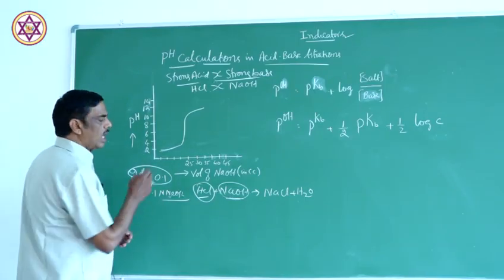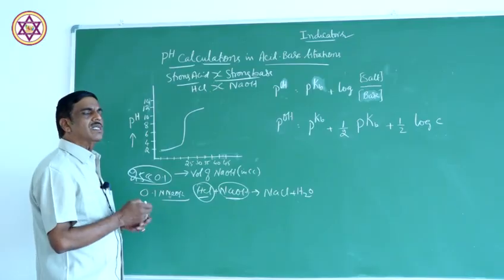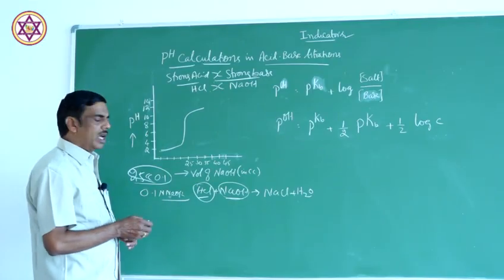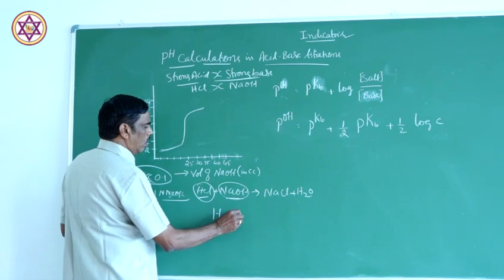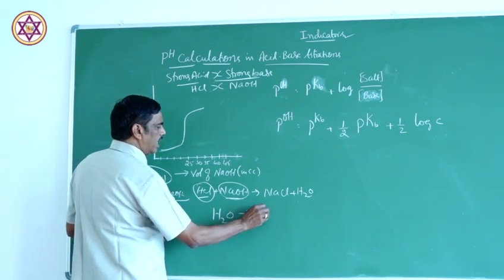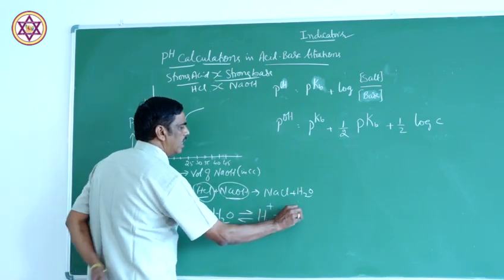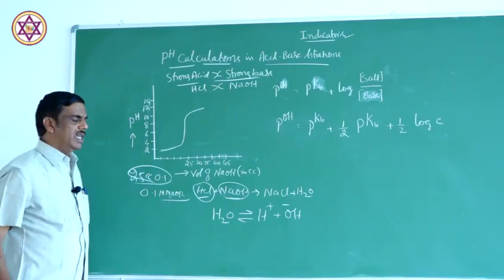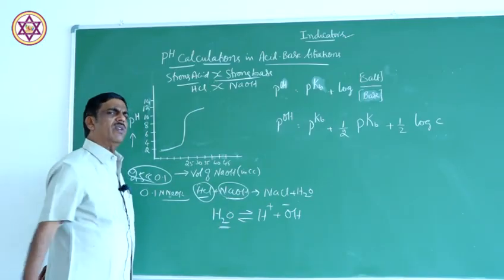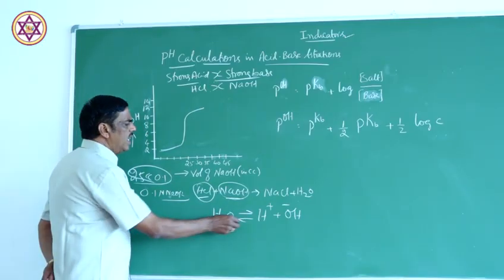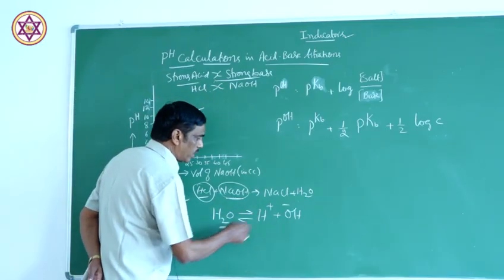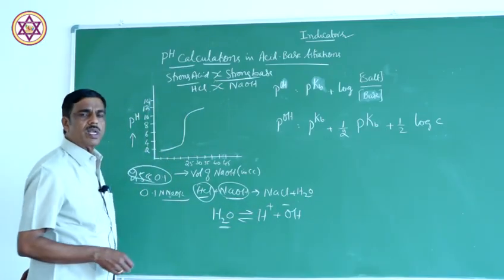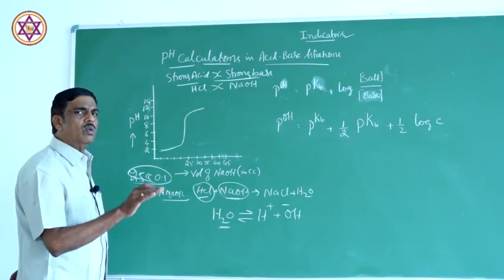So how to calculate the pH? What is the pH of a neutral solution? For that, you can take water. Water undergoes ionization to form H plus and OH minus. It is a very weak ionization. It is weakly ionized to form H plus and OH minus. So from this dissociation of water, we can calculate the pH of a neutral solution.